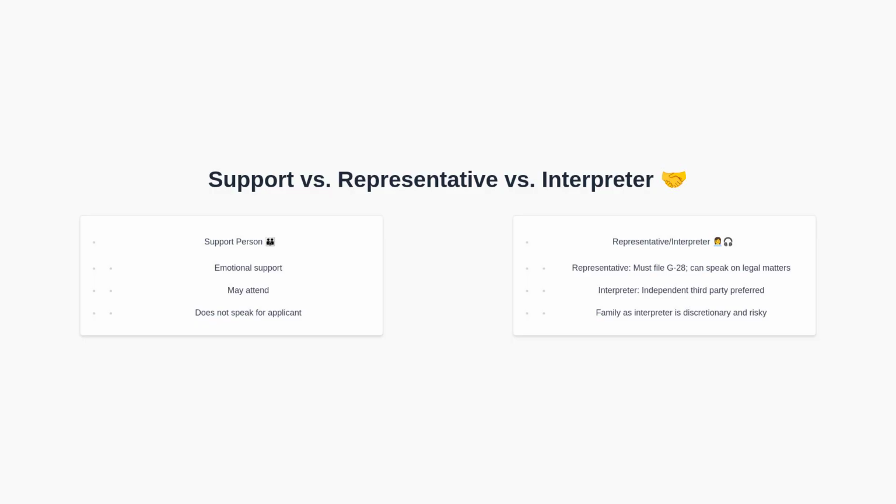A representative, by contrast, must file Form G-28. Once recognized, they can address legal questions and advocate. Interpreters are distinct from representatives. USCIS typically requires interpreters to be unbiased and independent. Using a family member as an interpreter is often disallowed and, even when permitted at the officer's discretion, remains unpredictable. Therefore, arranging a professional, independent interpreter is the safer approach.